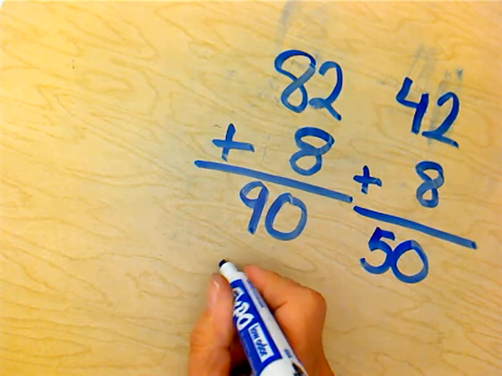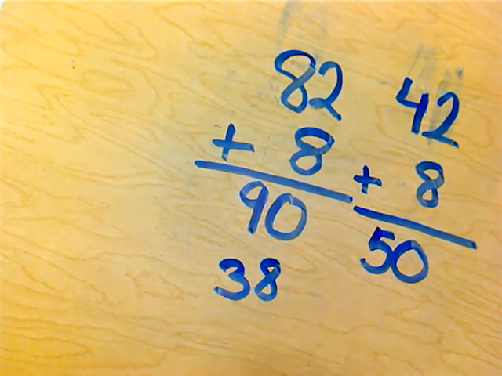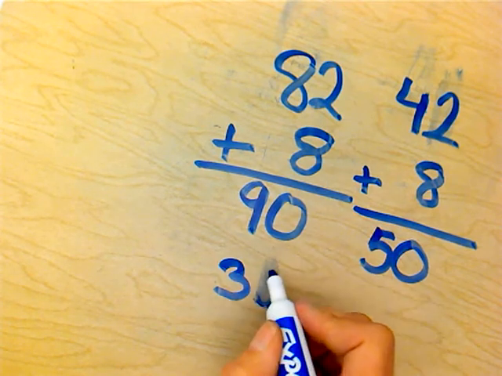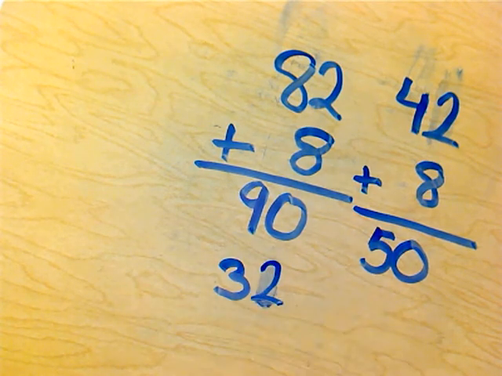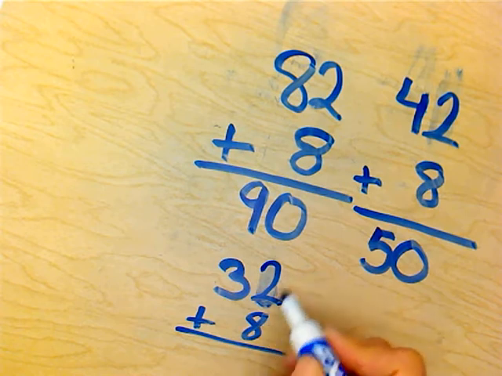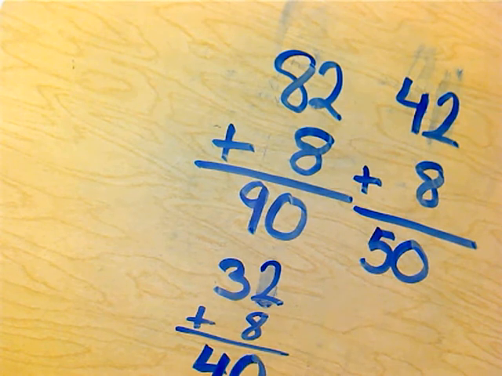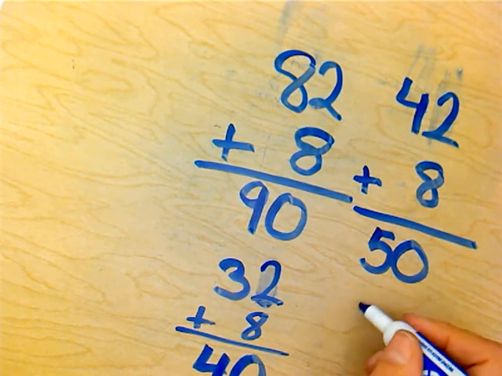What if I had 38 and I wanted to get, oops, sorry, not 38. I keep goofing up there. 32. If I had 32 and I wanted to get to the next 10, would I add 8 there too? I think I would, because this would give me 10. I already have 30, plus 10 more would give me to the next 10. So I would add 8 more to 32 to get to the next 10.